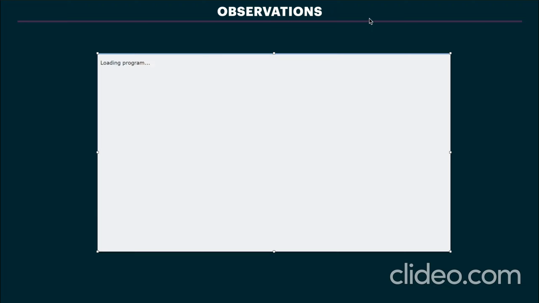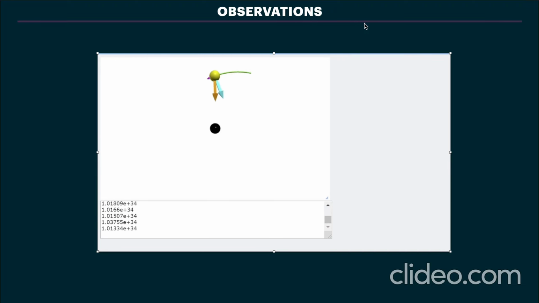Here's the video of my observation for part 1. As you can see, the object is revolving around the black hole in an orbit. We'll soon be able to see our results for the same.